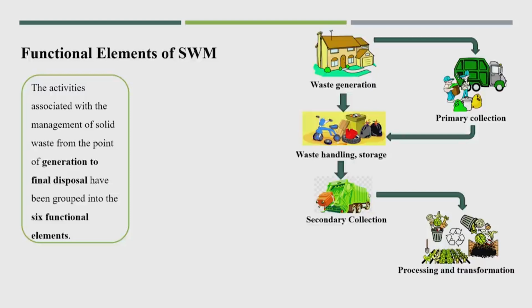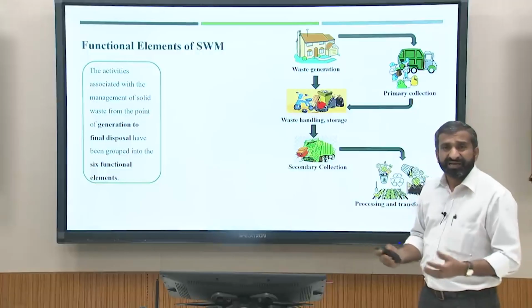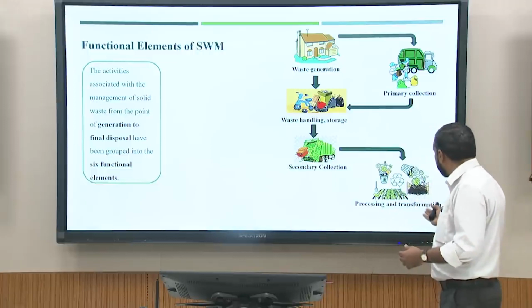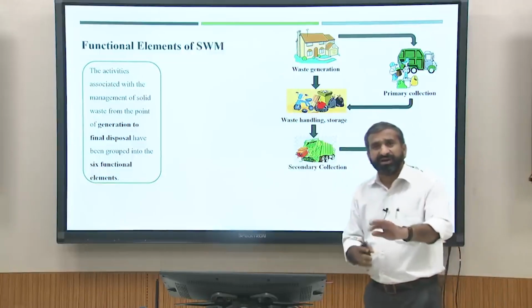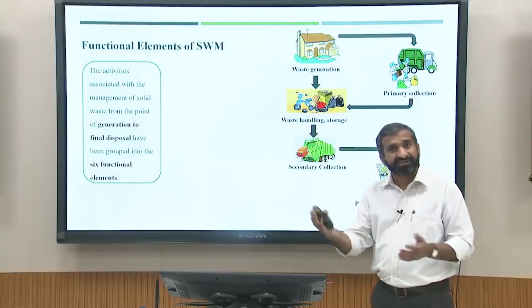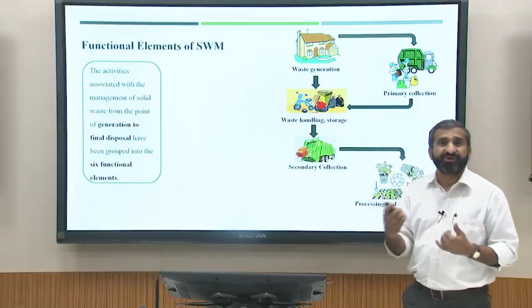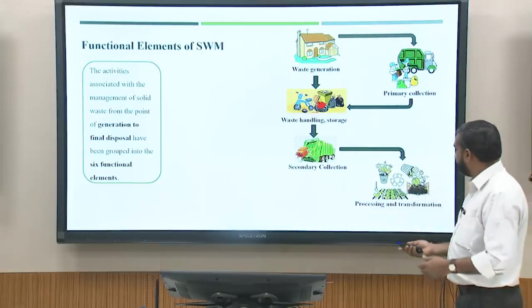Once the waste is collected from the dustbin area, it will go for processing or recycling. Lots of materials like paper and plastic are recyclable matter that will go for processing and transformation. Transformation is nothing but treatment, because biological waste will go for biological treatment, and dry waste can go for combustion, incineration, waste to energy or RDF processes.